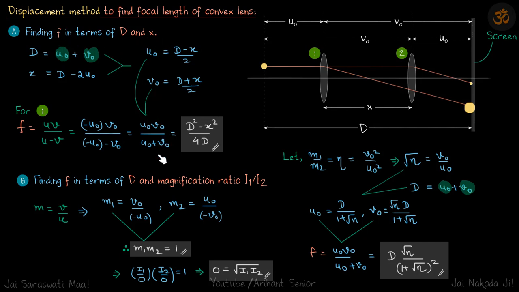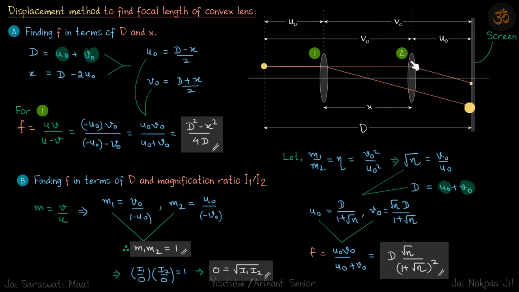That is one way. Second, we can see how much the size of the image is changed. So if we know the ratio of the heights of the images, that is another way to calculate the focal length. So we'll find the focal length in terms of the distance d and the magnification ratio I1 by I2. Because the object in both the cases is the same, I1 by I2 is the same as H1 by H2. So let's study one by one both the ways where we can find the focal length.